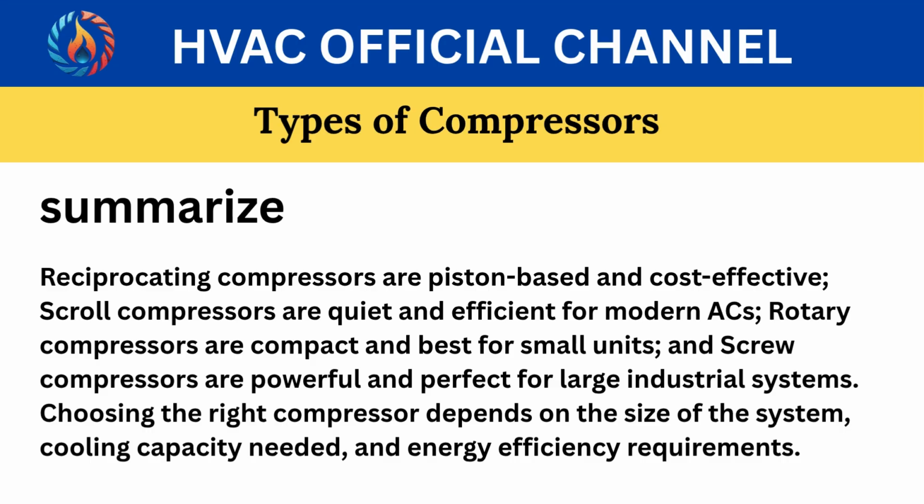Summary. Reciprocating compressors are piston-based and cost-effective. Scroll compressors are quiet and efficient for modern ACs. Rotary compressors are compact and best for small units. And screw compressors are powerful and perfect for large industrial systems. Choosing the right compressor depends on the size of the system, cooling capacity needed, and energy efficiency requirements.